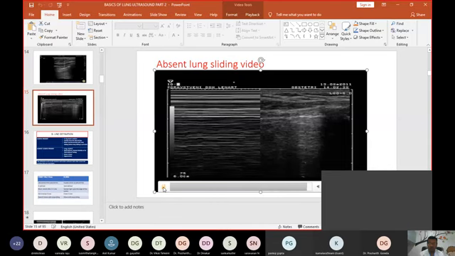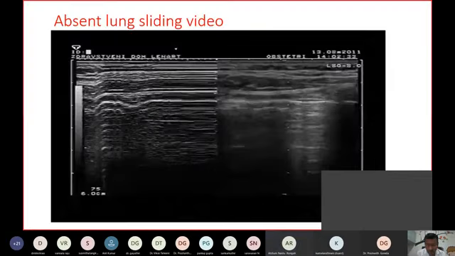Here you see this is a sea and you can't see any shore here. Whereas in normal lung, you will see sea here and a grainy pattern here. It is not there. This looks like a barcode. So this is barcode sign in M mode. So that's absent lung sliding. So we saw the first abnormal sign, that is absent lung sliding.